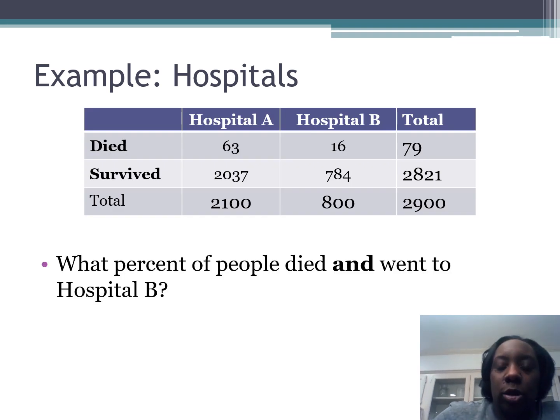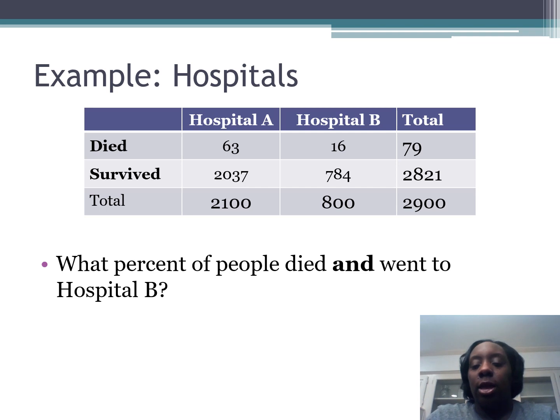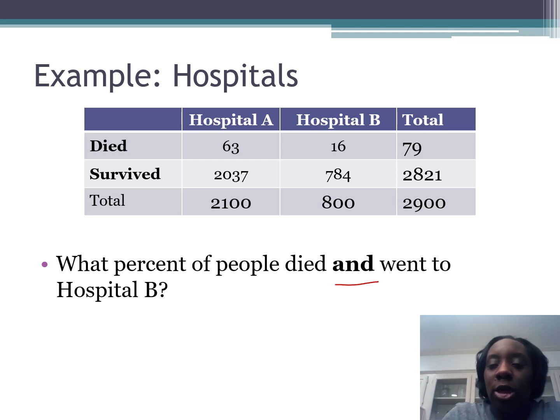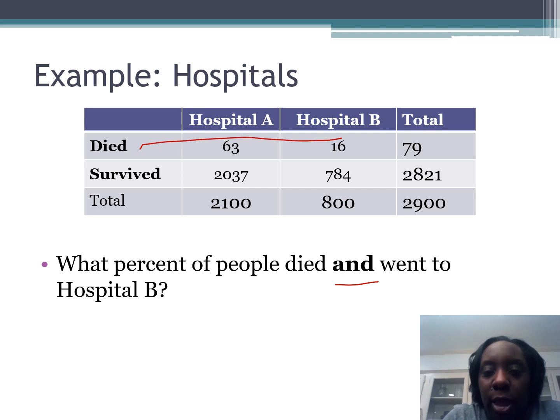Now we have a different question. So we did our examples of the given and then our of if. Here we have a scenario. It says, what percent of the people died and went to hospital B? And means that you have to be in an intersection. You need to be in both categories. So you want people who died and went to hospital B. So they have to meet both criteria. So I have to go, okay, so where does it intersect? So died and hospital B, oh, that's where it intersects.